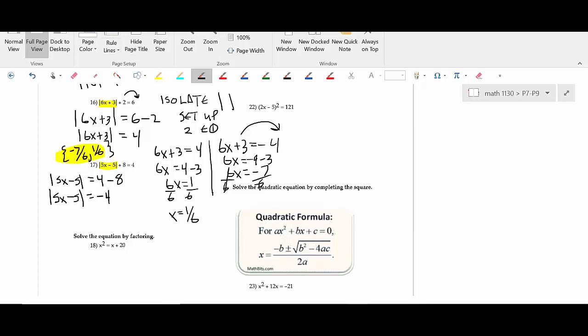Does that make sense? So what do you think the answer is? There's no solution. Okay? So that one does not have a solution because of that. This is impossible: to do an absolute value and get a negative number. So that one has no solution.